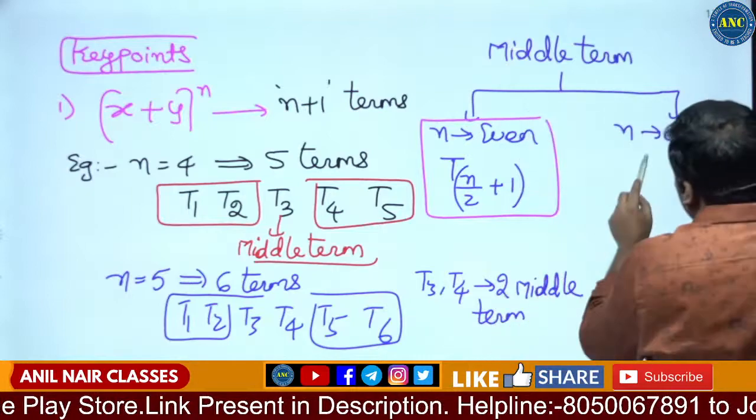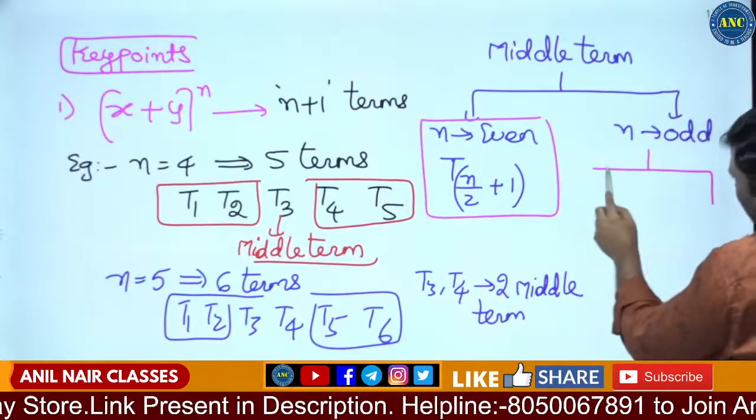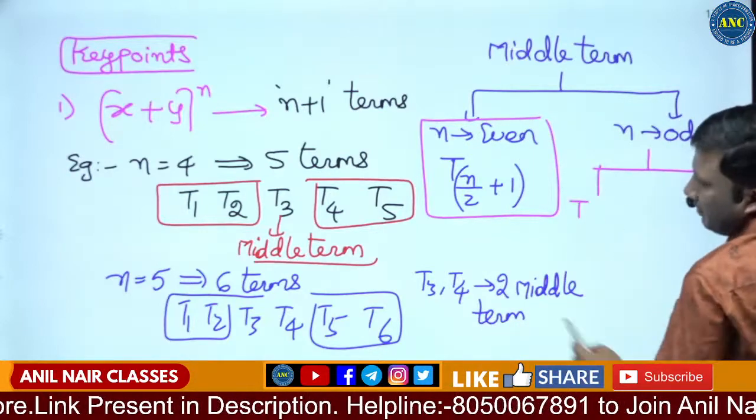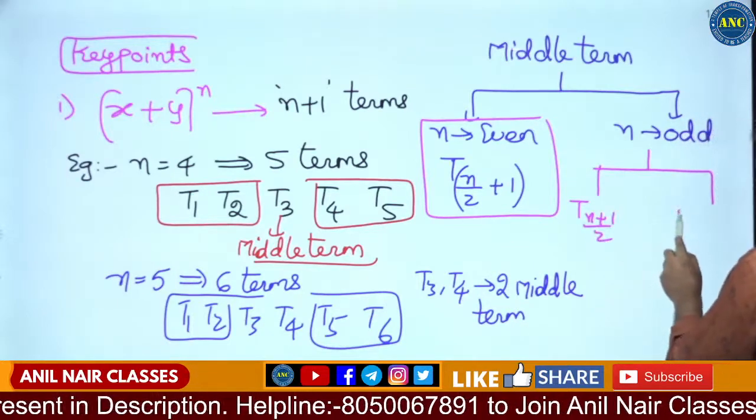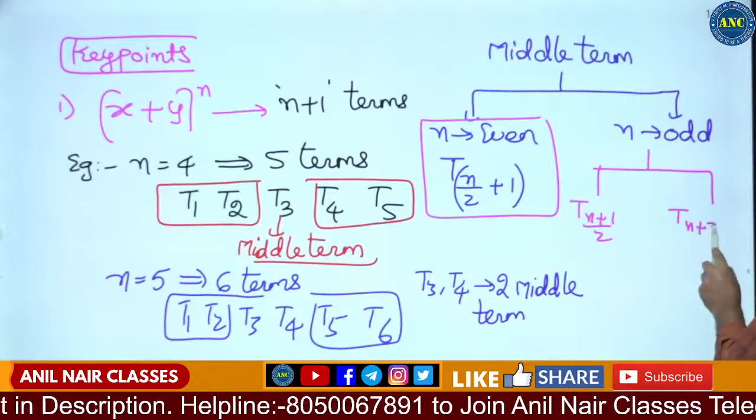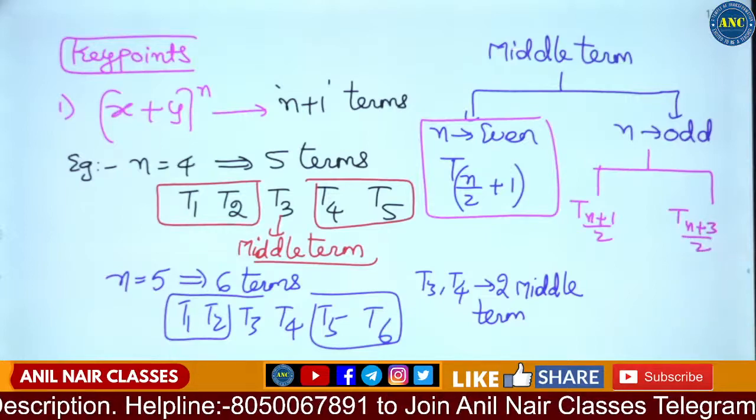If n is an odd number, 2 middle terms I will get. One is T of (n plus 1) by 2 and another is T of (n plus 3) by 2.